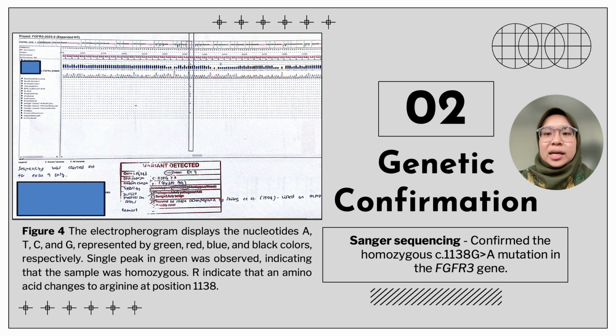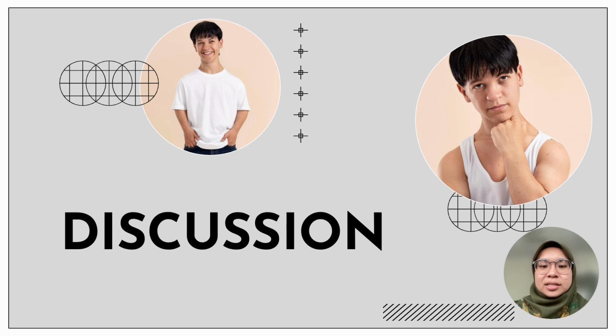From this report, it can be concluded that the patient carried the homozygous C113HG2A mutation on exon 9 in the FGFR3 gene. The clear association between the identified FGFR3 mutation and the patient's clinical presentation served to solidify the cause of his illness. Next is the discussion.